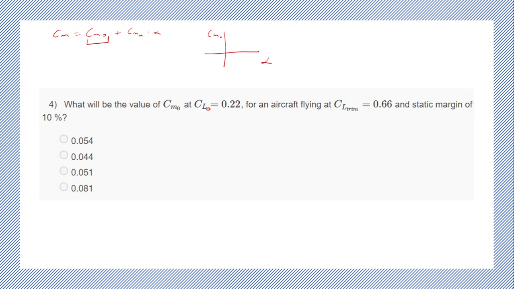Okay, so our line would be something like this. Now if I were to draw CM versus CL, it will follow the same pattern, yes, but will this value and this value be the same? So this value is your CM naught, correct, from this equation. Will this value and this value be the same? That is the question.